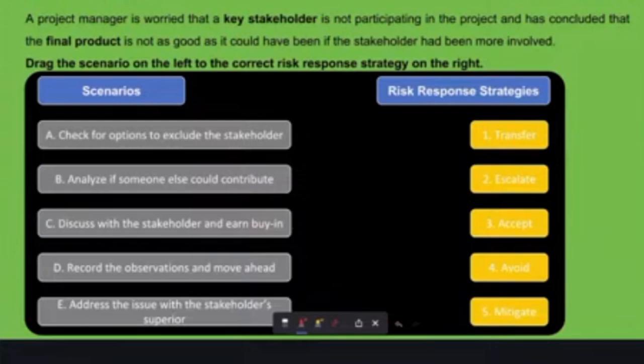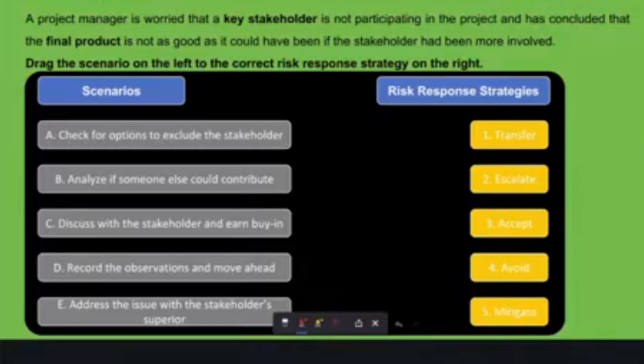A project manager is worried that a key stakeholder is not participating in the project and has concluded that the final product is not as good as it could have been if the stakeholder had been more involved. Drag the scenario on the left to the correct risk response strategy on the right. Check for the option to exclude the stakeholder. Avoid.